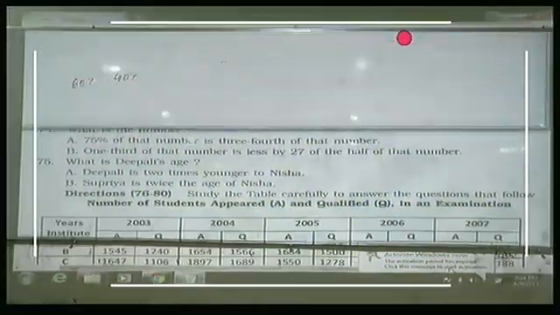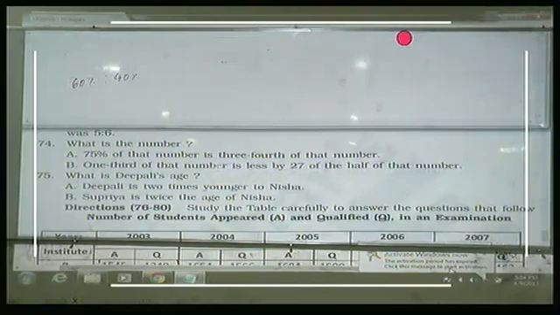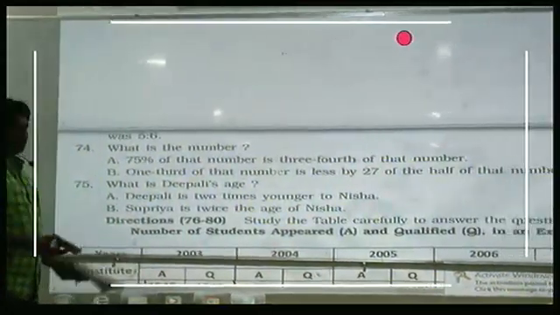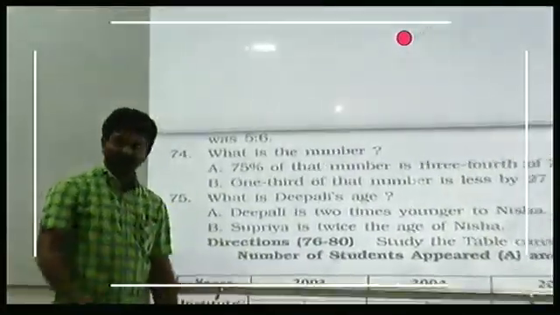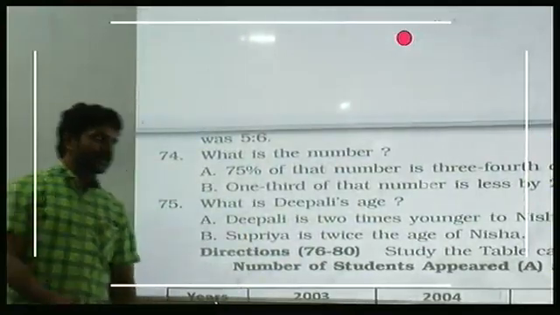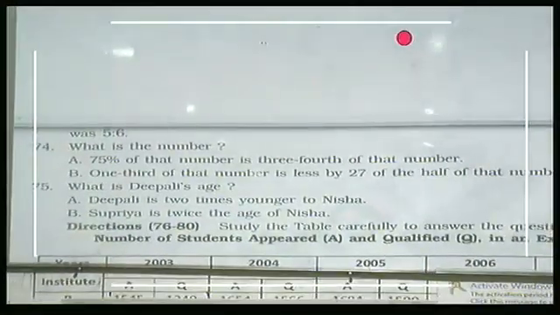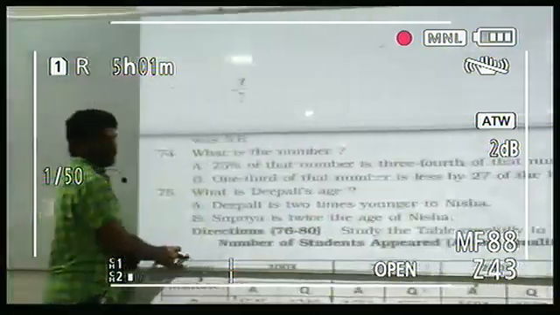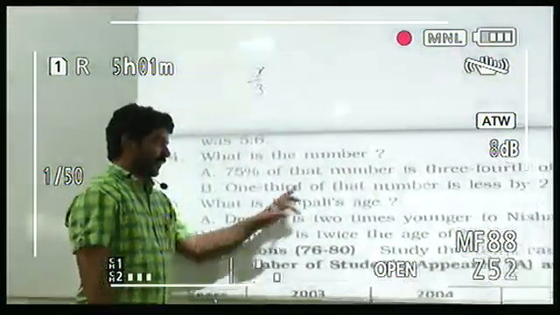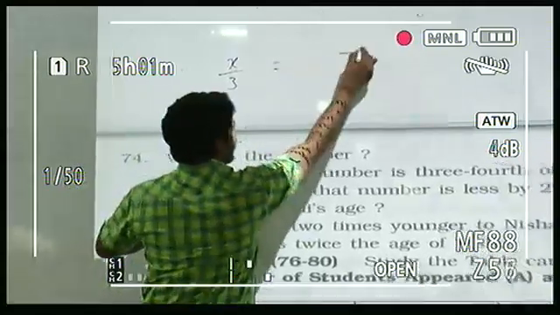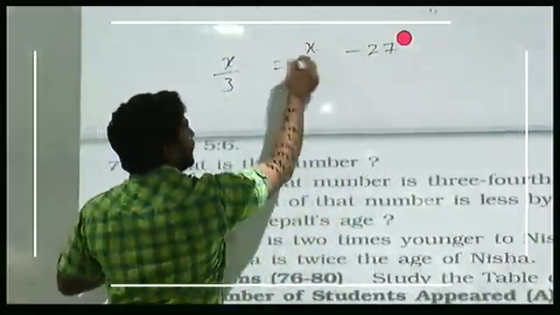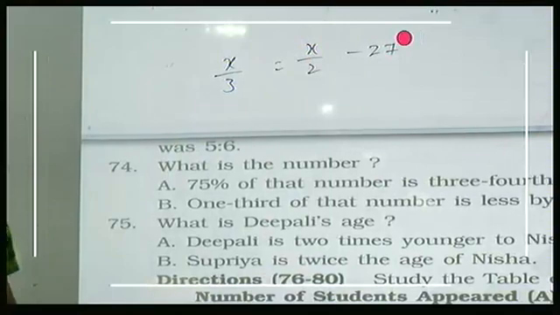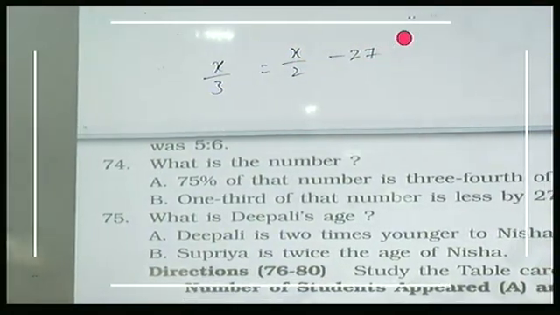Next, 74. What is the number? 75% of the number is 3/4 of that number. Yes sir, right. Of course it satisfies. 75% is 3/4, you know that. 1/3 of that number is less by 27 than half of the number. Will you get the answer from B alone? Yes. Let me consider my number is x. 1/3 of the number is x by 3, which is 27 less than half of that number, x by 2. You have one equation and one variable only. Will you get the x value or not? Yes. You don't need to calculate the value, but you will get it.